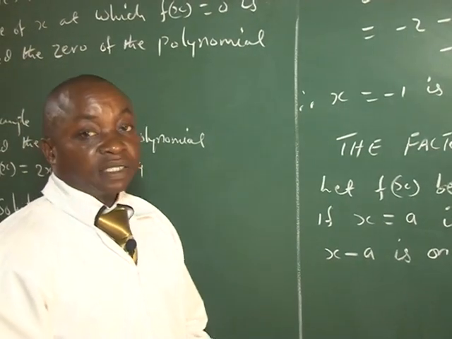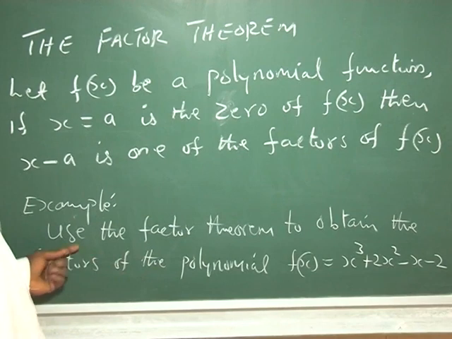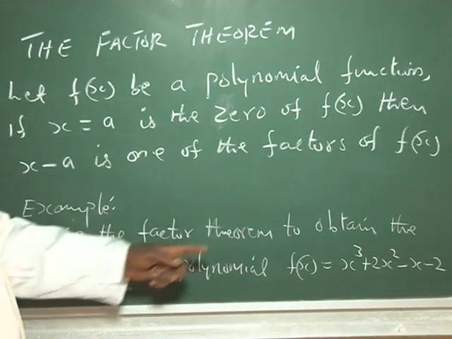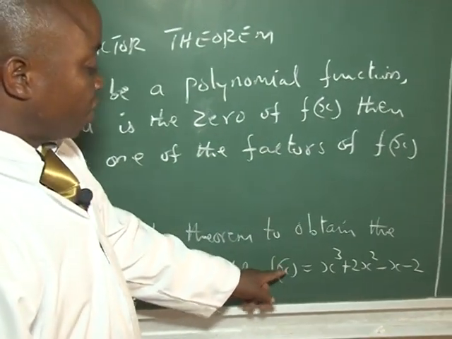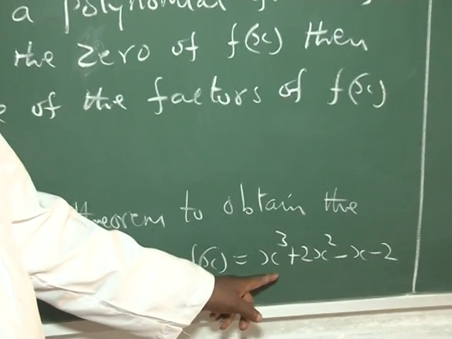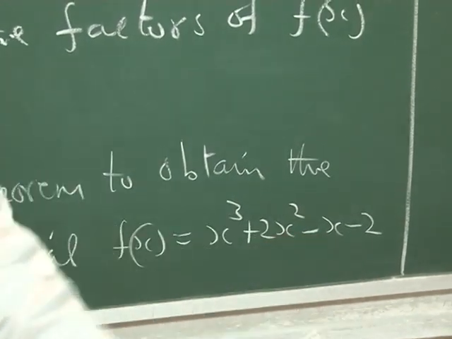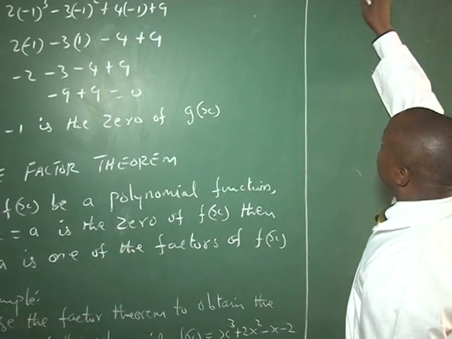So let us look at an example. Use the factor theorem to obtain the factors of the polynomial f of x equals x cubed plus 2x squared minus x minus 2. So let's look at the solution.